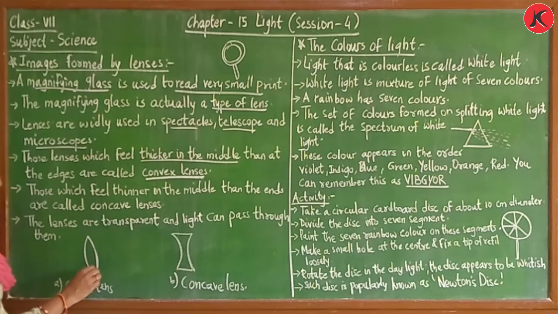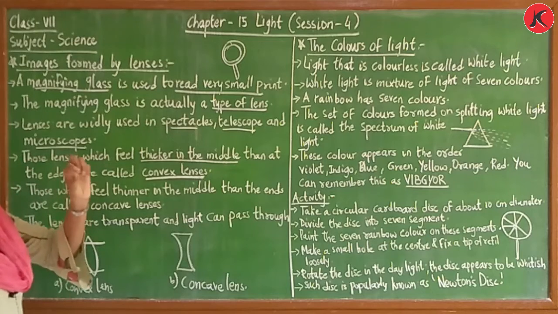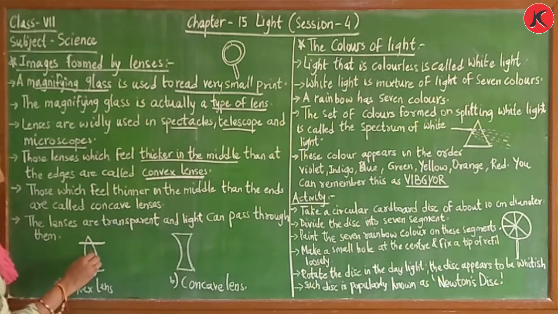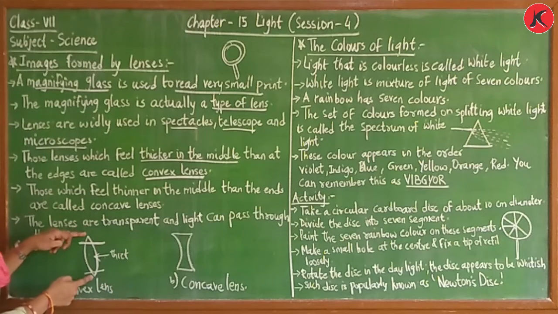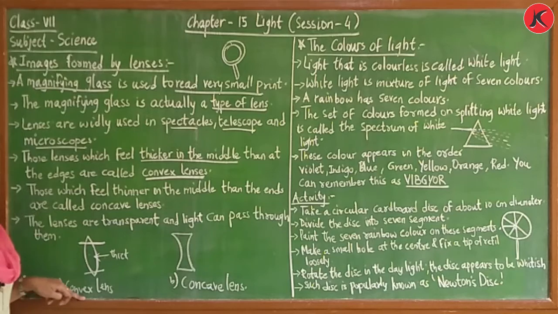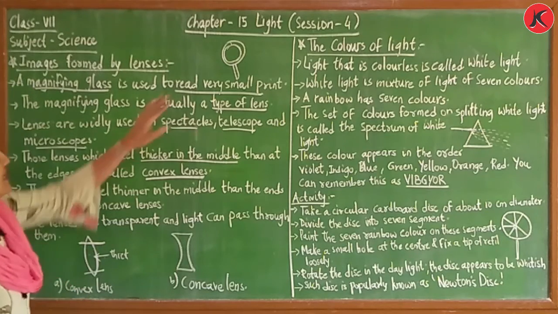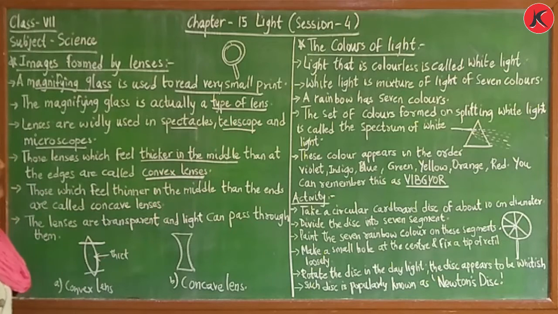Now you can see this diagram which I have drawn. It is of a convex lens. At the edges it is thin and thicker in the center. So the center part is thick. Now you can see there is a pointed part on the edges, and in the center it is thick. That type of lens is called a convex lens. So a convex lens is fitted into the magnifying glass, so we can see the enlarged image of the object, right?